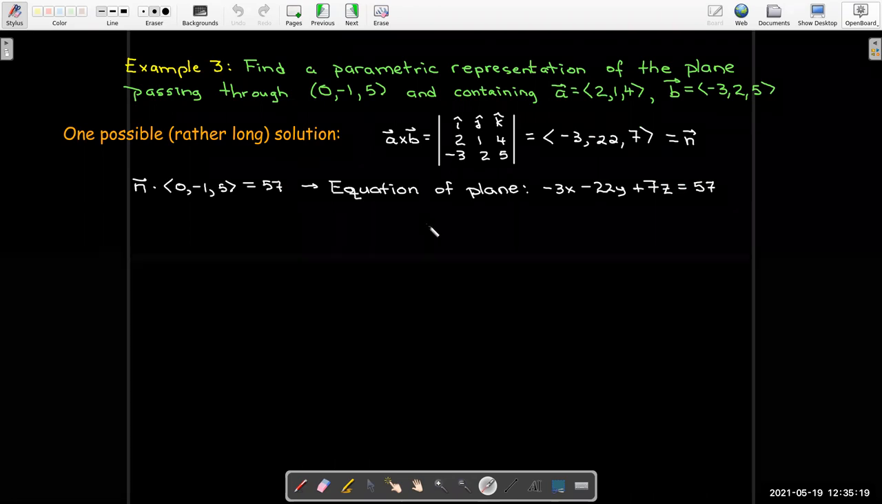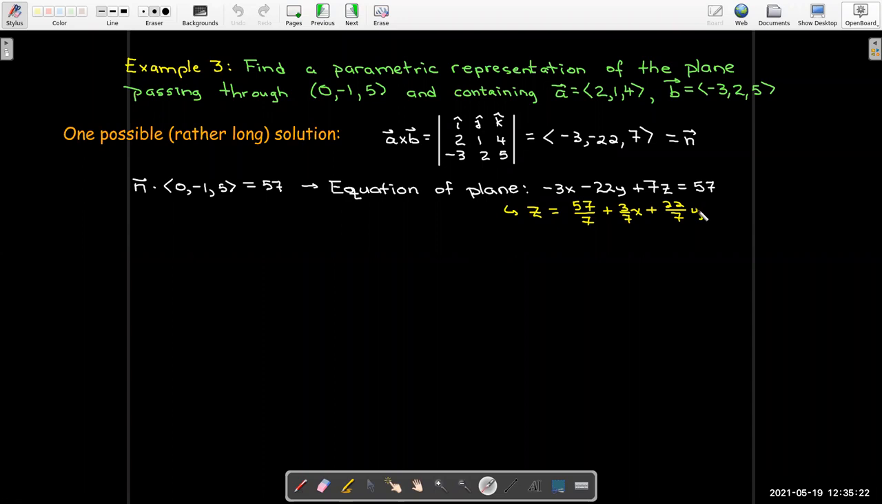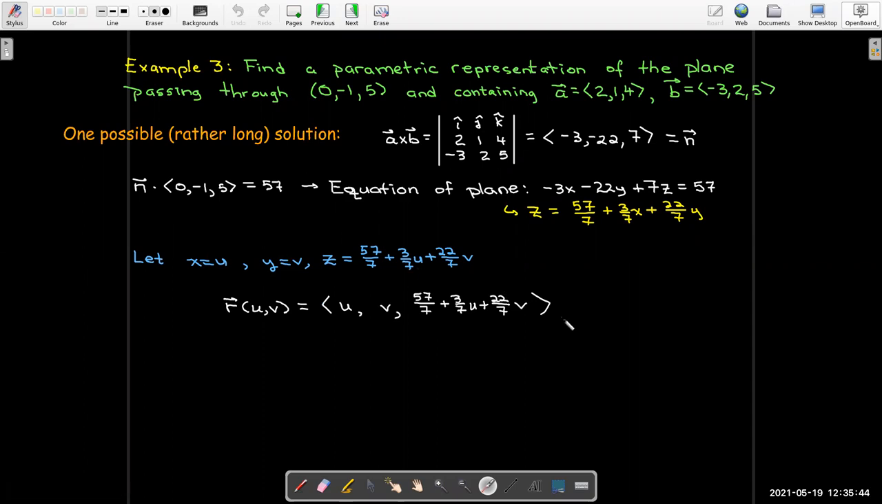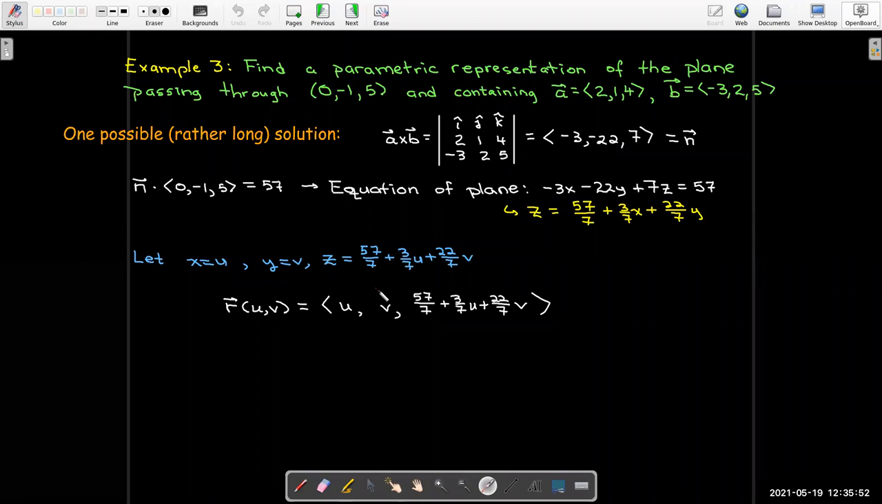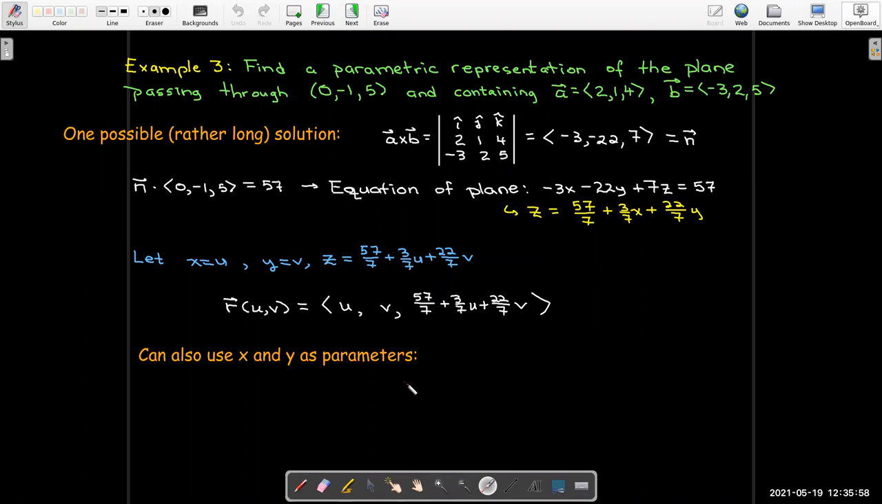And then what I can do is say, okay, solve that for z. And then I'll let x equal u and y equal v. And then to find z, I'll just replace x with u and y with v in my equation for z. And that'll give me a parametric representation. Now, here I used u and v, but really that was kind of an extra step. I could have just worked with x and y as my parameters.